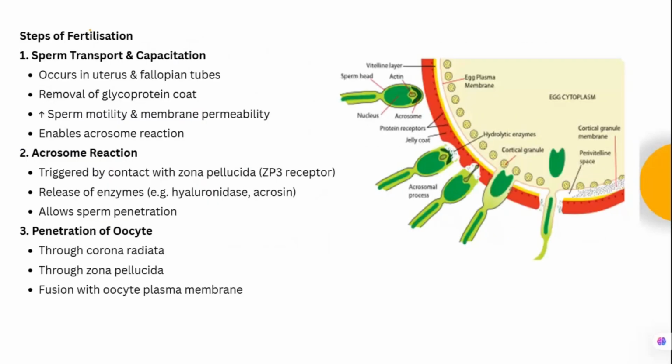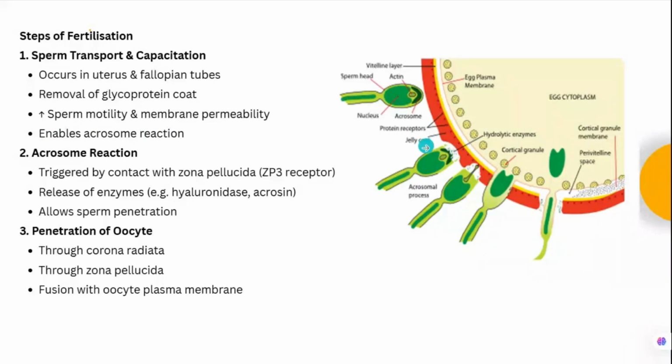So what are the steps of fertilization? The first step is sperm transport and capacitation. It happens in the uterus and the fallopian tube. There is a removal of the glycoprotein coat. The glycoprotein coat around the spermatozoa is removed, and there is an increase in sperm motility and membrane permeability, and this enables the acrosome reaction.